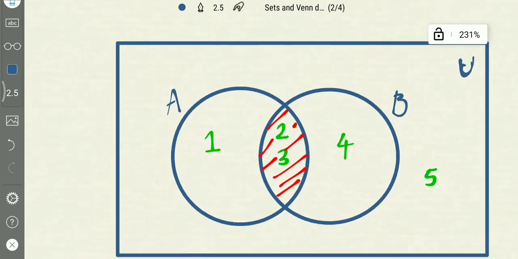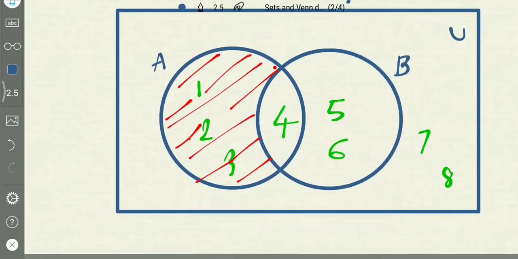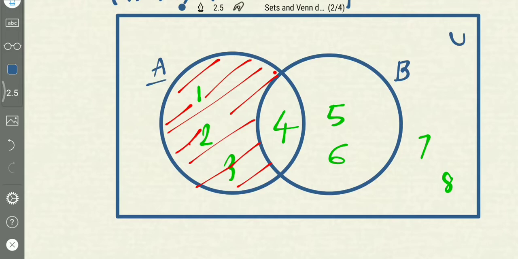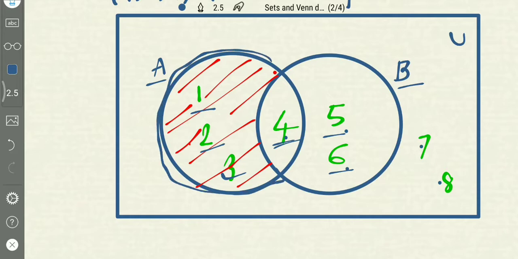If we represent this on a Venn diagram, this is A, this is B. 1, 2, 3, 4 are the elements of A and 4, 5, 6 are elements of B, and 1, 2, 3, 4, 5, 6, 7, 8 are the elements of the universal set. So what is A minus B? Only A, which is this one. This is the only A.